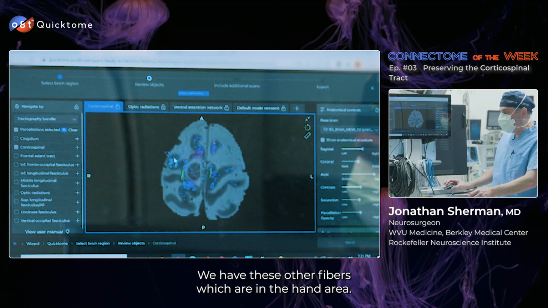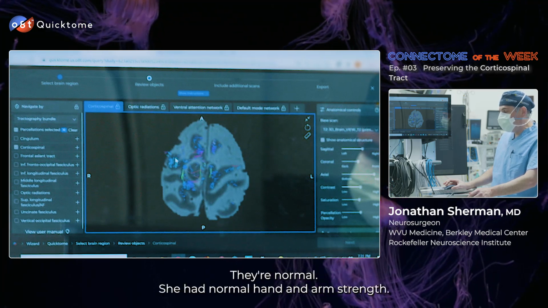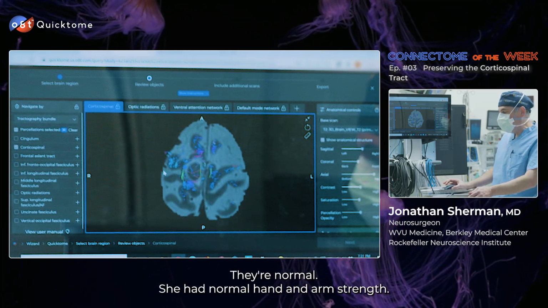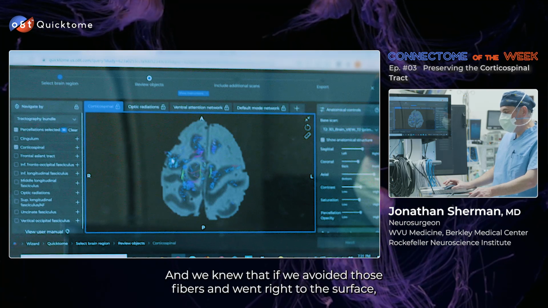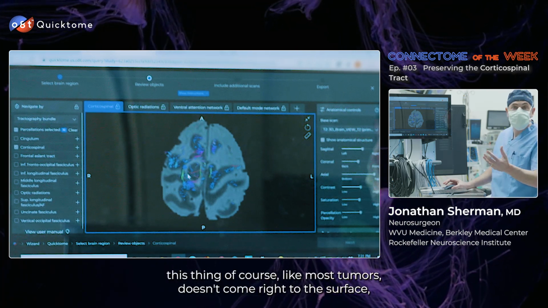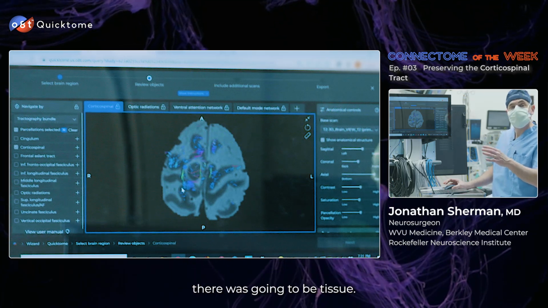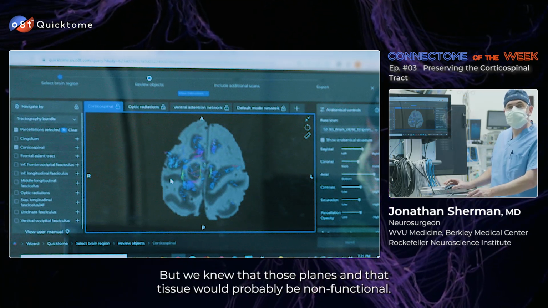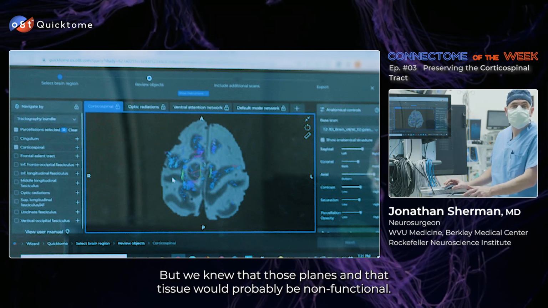We have these other fibers which are in the hand area. They're normal. She had normal hand and arm strength. And we knew that if we avoided those fibers and went right to the surface, this thing, of course, like most tumors, doesn't come right to the surface. There was going to be tissue. But we knew that those planes in that tissue would probably be non-functional.